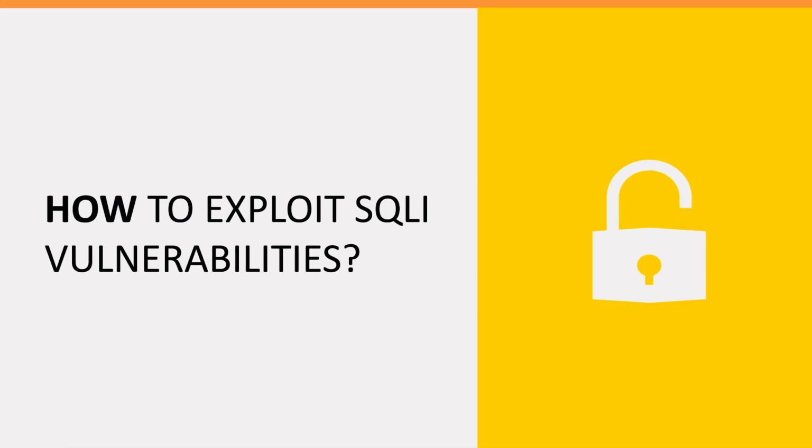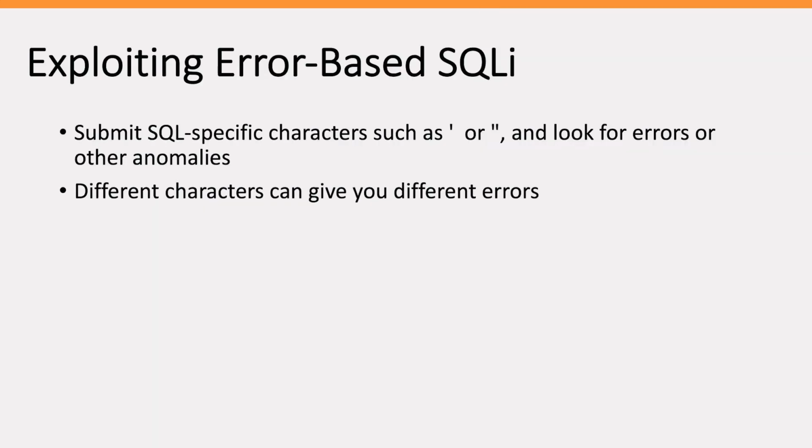We so far talked about five different types: error-based SQL injection, union-based SQL injection, Boolean-based blind SQL injection, time-based blind SQL injection, and out-of-band SQL injection. So in this section, we'll talk about how to exploit each one of these vulnerabilities. And we'll start off with error-based SQL injection.